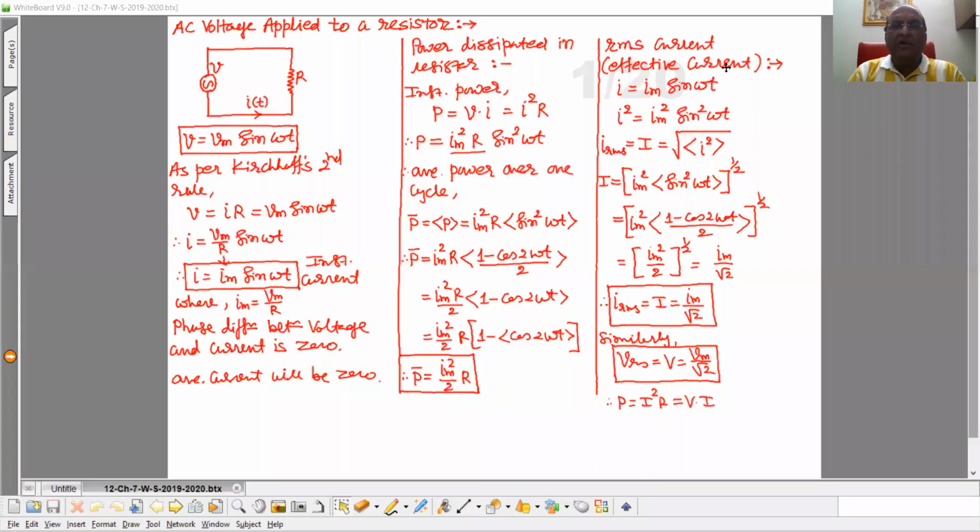So when AC voltage is applied to a resistor, what will be the instantaneous current in the circuit? What will be the average current in the circuit? What is the instantaneous power in the circuit? What is the average power in the circuit? And what is the effective current, which is the RMS current, in the circuit? All these things we discussed. Clear to all of you? Any doubt in this one?